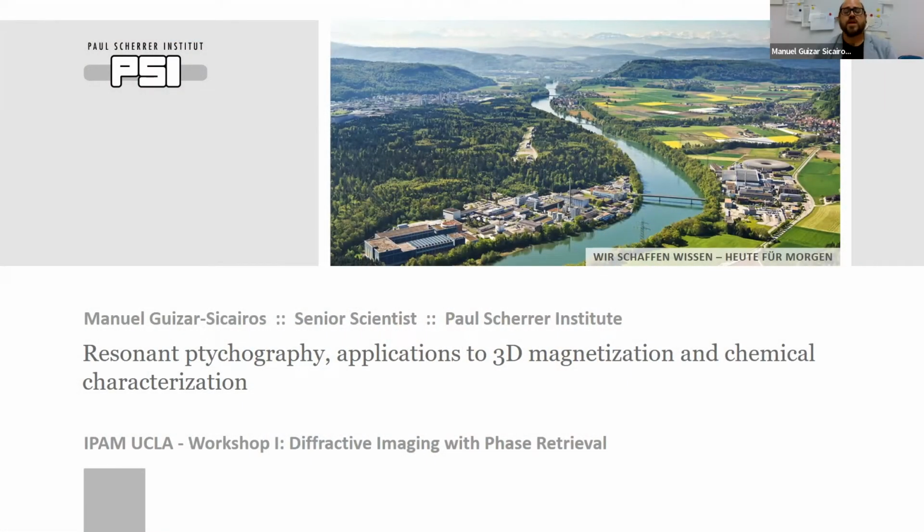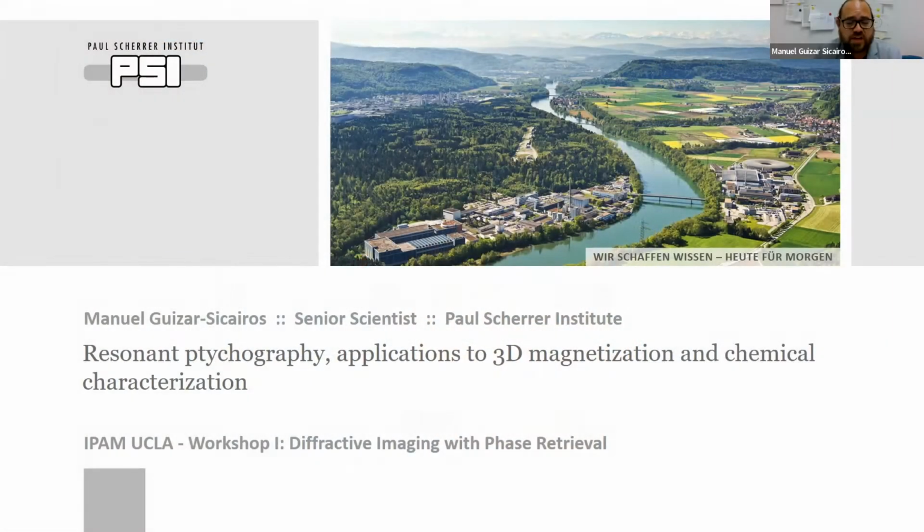So today I wanted to talk to you a little bit about applications for which we are using ptychography. In particular, one of them, John Miao already discussed it, is the application of 3D magnetization. I will show you some of the work that we started to do here at the SLS in this direction. The other one is the application of ptychography to do chemical characterization via XANES, combining XANES and ptychography, so X-ray absorption near-edge spectroscopy. First I will try to give a general overview of ptychography.